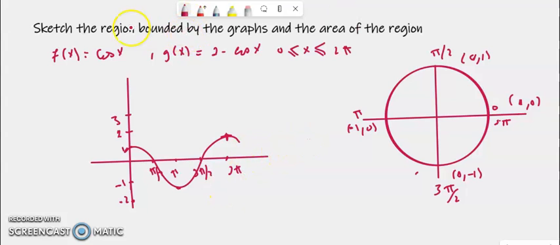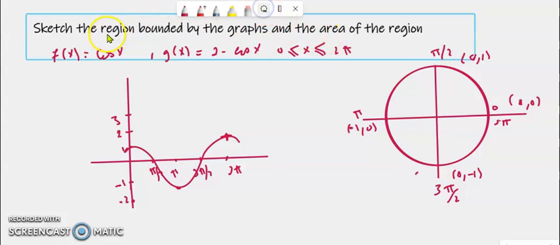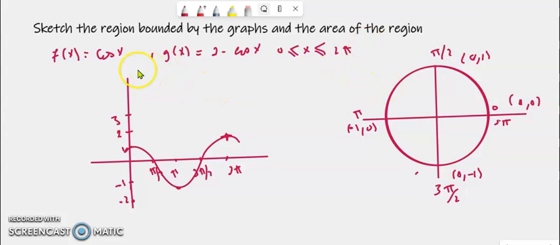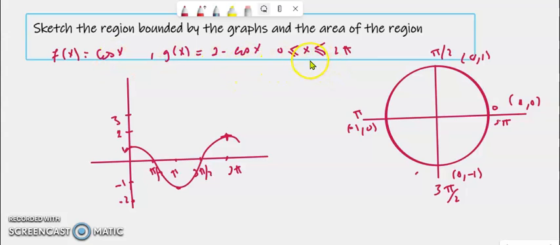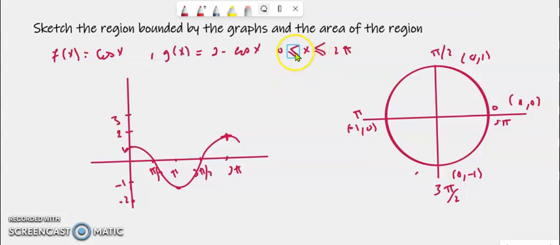It says, find, sketch the region bounded by the graphs and the area of the region. So we have two trig functions: f of x equals cosine x, and g of x equals 2 minus cosine x, and my integration limit is x between 0 and 2 pi.